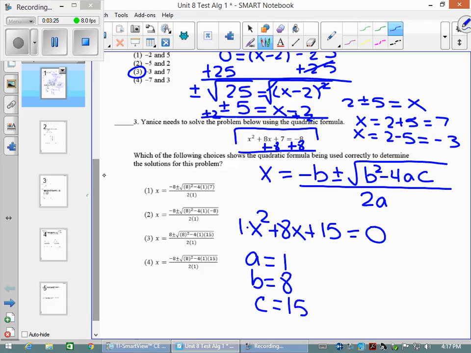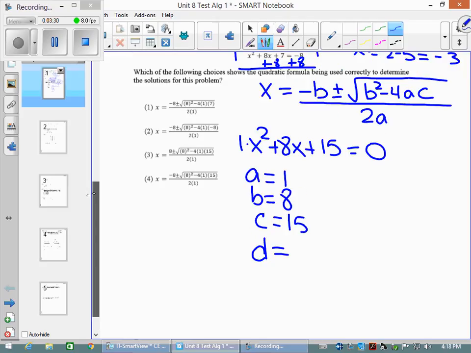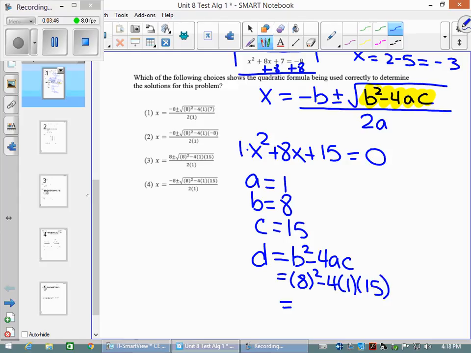And now I'd like to calculate my discriminant, which again comes from that value underneath your square root. So this b squared minus 4ac is my discriminant. Since my b is 8, my a is 1, and my c is 15, if I calculate that in one step in my calculator, I would end up with 4. Now, I went a little beyond where we need to go, because now I'm looking at my choices, realizing that I didn't have to actually calculate this 4, because all of my choices just have the correct plug-in.